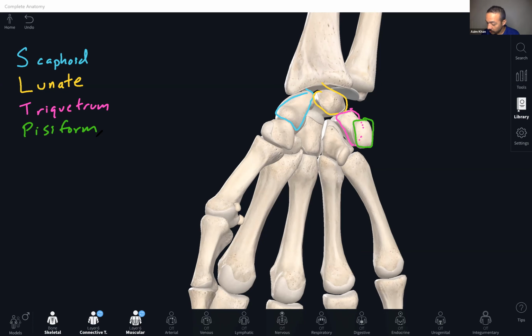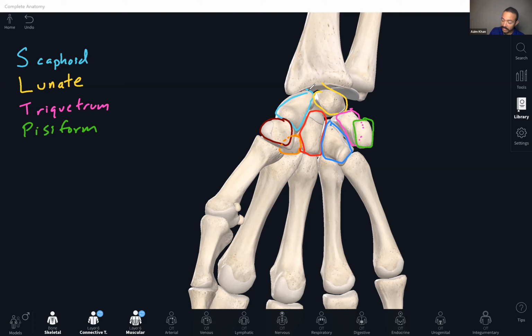The distal row, let's come back to the lateral side. So this is lateral over here. There's one hiding a little bit here. There's a big one here. And then another big one here. So there's our 4 on the distal end.